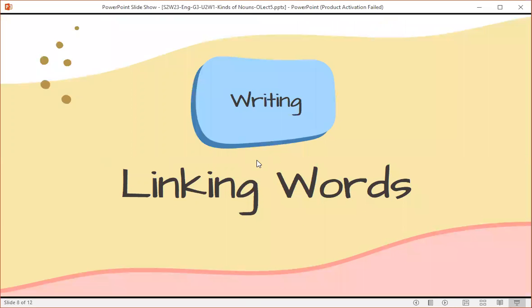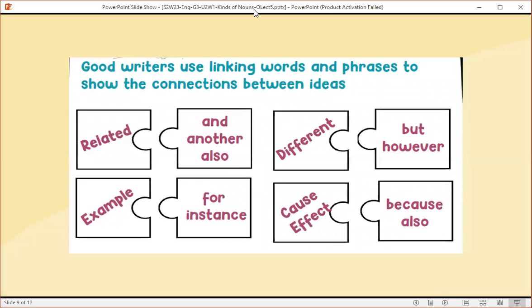Now we are done with the grammar. The grammar is easy. We will move on to the writing, linking words. What is a linking word?